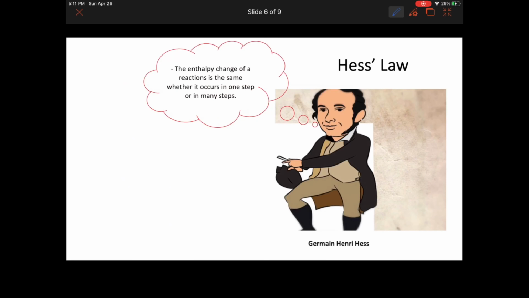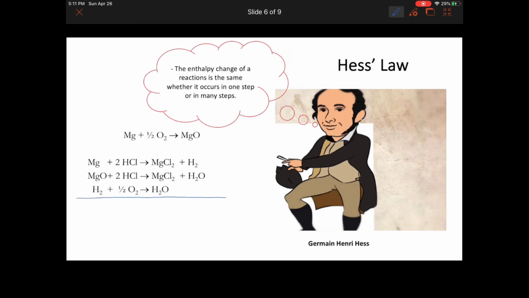This is called Hess's law. Hess's law states that the enthalpy change of a reaction is the same whether it occurs in one step or in many steps. According to Hess's law, we can combine the following reactions in a manner that will give us the desired reaction. For this reaction, we will find the delta H value for the reaction of magnesium solid plus 1/2 oxygen gas to give us solid magnesium oxide, using a series of chemical reactions.